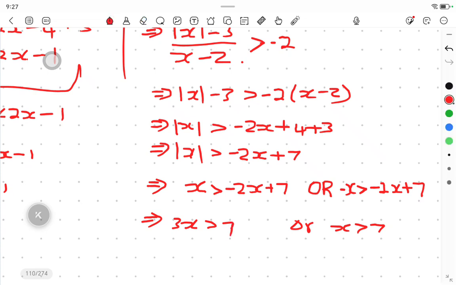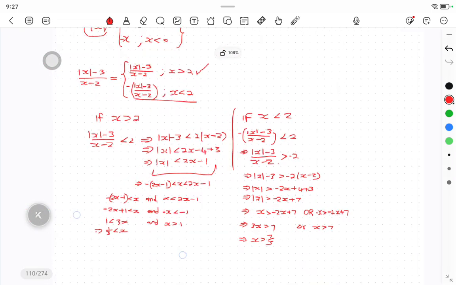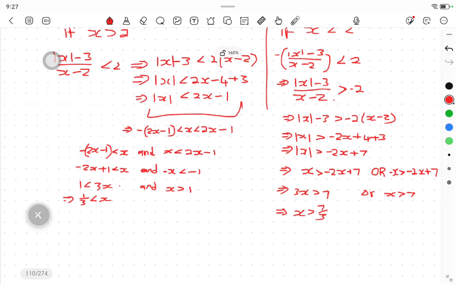This would be 3x, not 3x, that means the same here. This would be x greater than 7 over 3. If we were using this method, I'm sure we say this. And here, if you can check, most of the things would not be that difficult, right? If we check this, we can draw a number line and see why the solution side is like that.